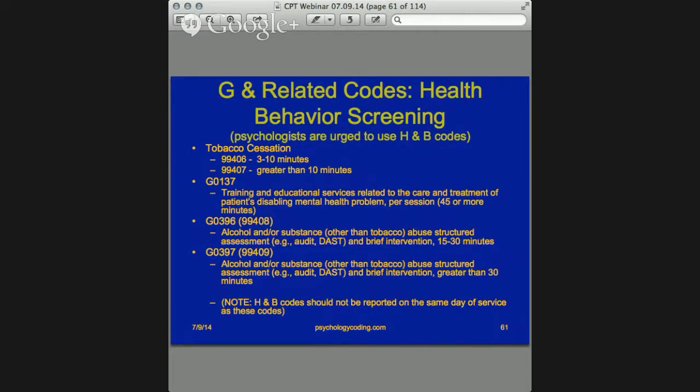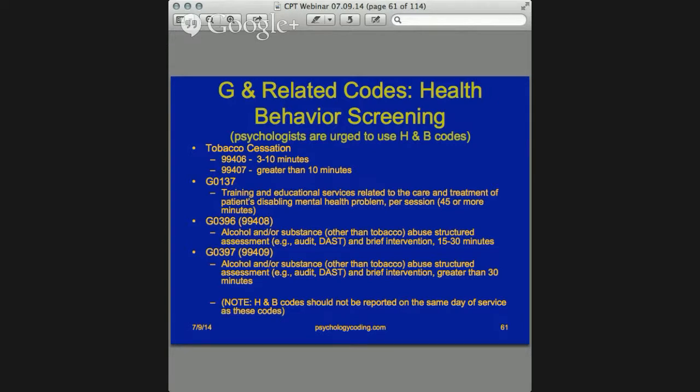However, I do want to turn your attention to a new set of potential codes, especially for those of you who are working on ACAs or new ACOs. They're so-called health behavior screening codes. These are codes that could be used to begin to address the issue of wellness and prevention. Historically, everything that we've done in psychology, or for that matter in healthcare, has been focused on a disease model. For the first time, we're actually starting to focus on a wellness model and get reimbursed for it.